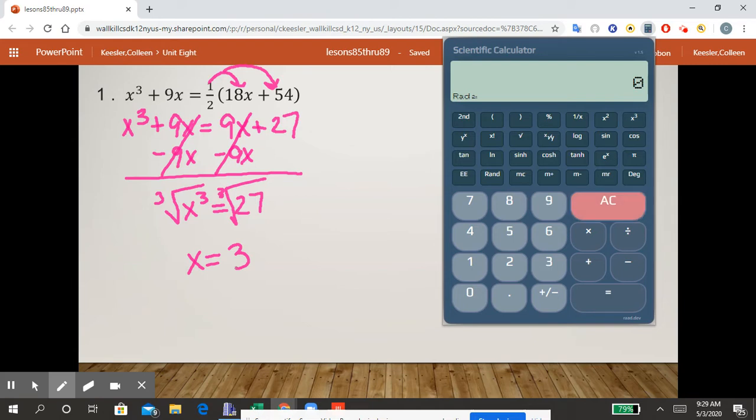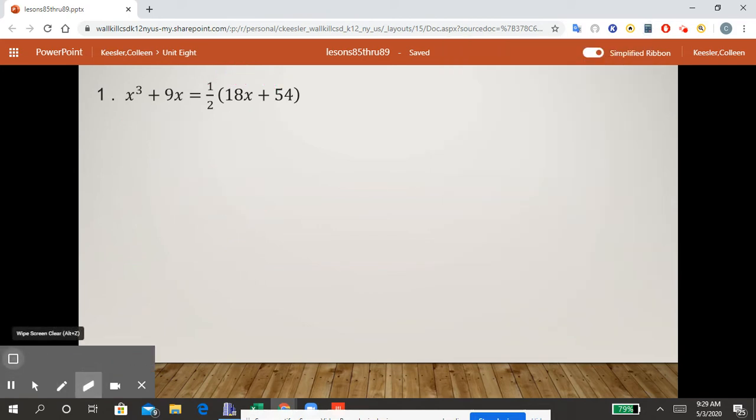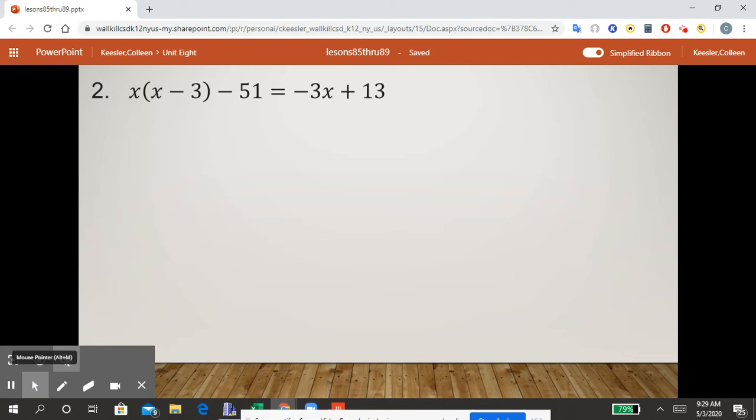So there's that question, nice and simple. I think you guys can handle it. Let's try another one. So for number 2, another lengthy equation, but still something we can handle. So we start again by distributing x times x, and then x times -3 gives us x squared minus 3x.